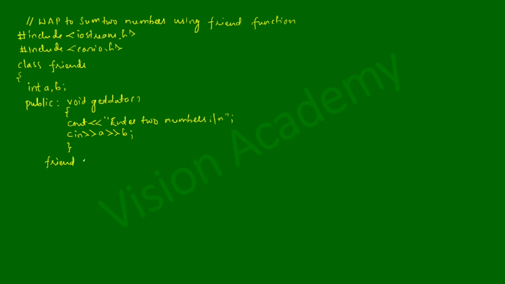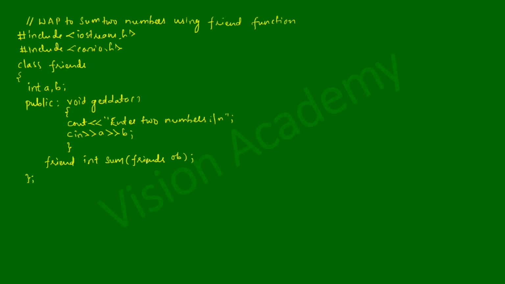So friend, return type of the function is int, name of the function is sum, and here inside the round bracket I am going to write the data type as friends. So class is what? User defined data type. Friends, and I'm going to create object of this type and put semicolon. It is called a friend function declaration. Now I'm going to put closing brace for this class definition and put semicolon.